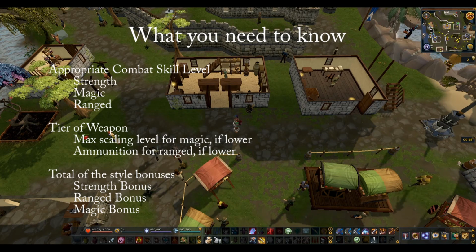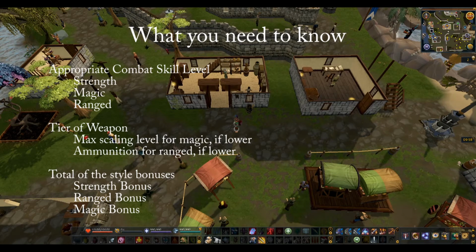You also need to know the tier of your weapon. If you're using melee, you need to know just the tier of your weapon. However, if you're using magic, you'll need to find out the max scaling level of the combat spell you're using, and if that is lower than the tier of your magic weapon, then you'll need to calculate using your max scaling level of your spell.